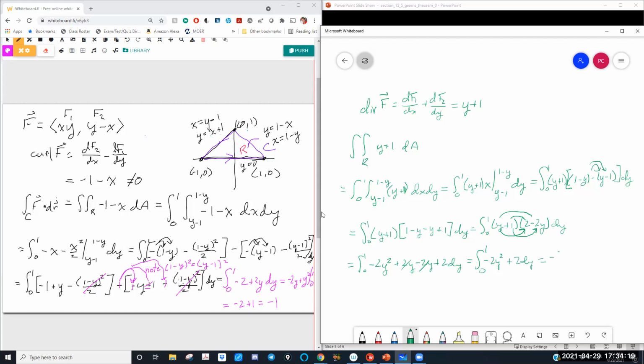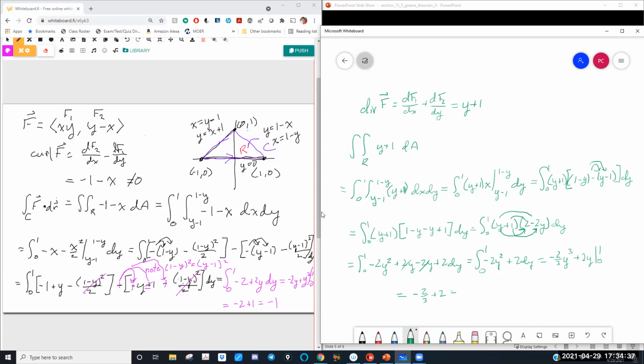So minus 2/3 y cubed plus 2y from 0 to 1. The 0 is going to zero everything out, so we only have to plug in the 1. So we end up with minus 2/3 plus 2.